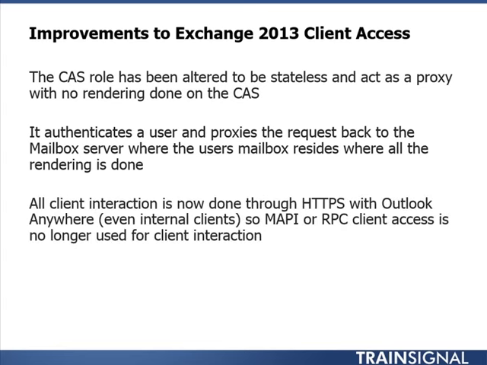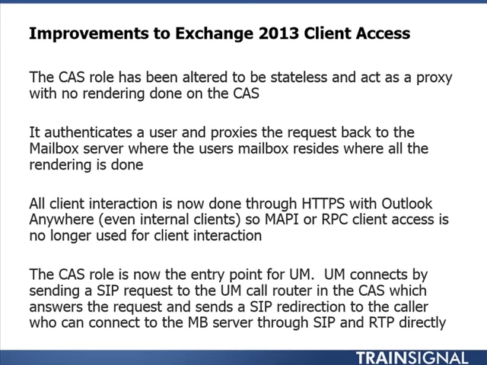All client interaction is now done through HTTPS with Outlook Anywhere. Even with internal clients, the Outlook Anywhere process, or RPC over HTTP, is the way that things are done between client and server. So MAPI or RPC client access is no longer used for client interaction. The CAS role is now the entry point also for unified messaging.